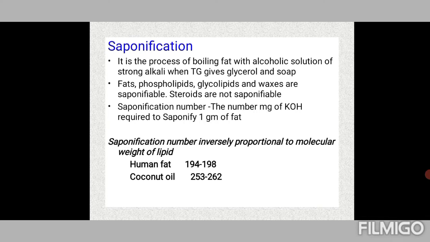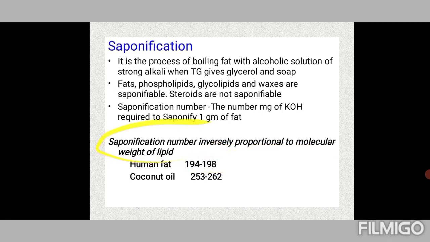Now, saponification number is the number of milligrams of KOH which is required to saponify 1 gram of fat. Saponification number in human fat is 194 to 198, whereas in coconut oil it is 253 to 262. And obviously, fat has a lesser saponification value.